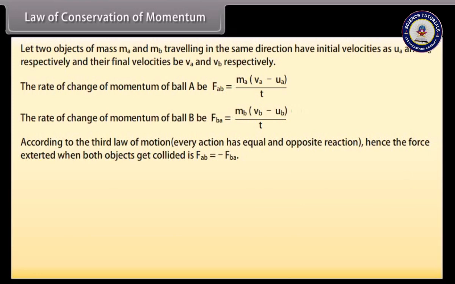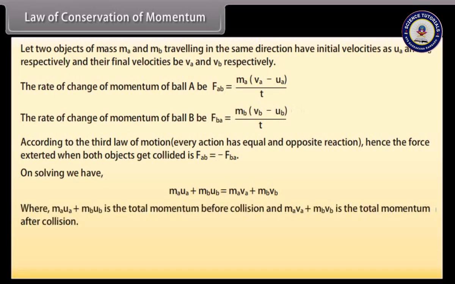According to the third law of motion, every action has an equal and opposite reaction. Hence, the force exerted when both objects collide is FAB equals minus FBA. On solving, we have mAuA plus mBuB equals mAvA plus mBvB, where mAuA plus mBuB is the total momentum before collision and mAvA plus mBvB is the total momentum after collision.